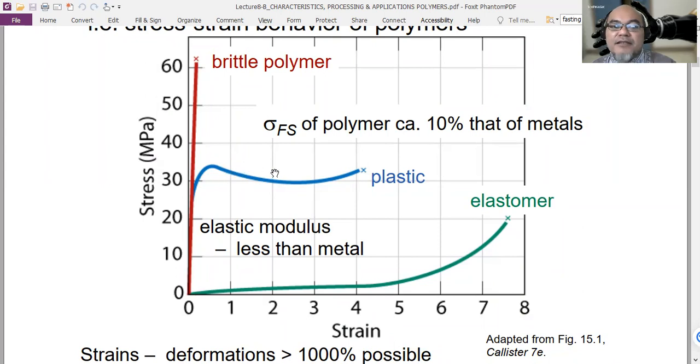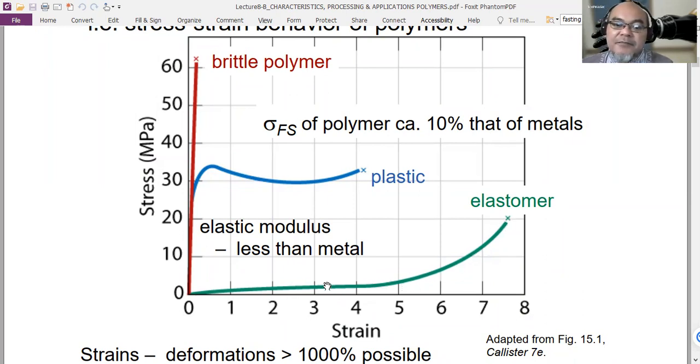Then we have plastic polymer, which has an elastic region as well as a plastic region, where above the yield strength, that polymer can then deform permanently. And this one shows the ultimate tensile strength. The elastic modulus is usually less than metal. Then finally, we have a different kind of polymer called an elastomer, which is very stretchable.